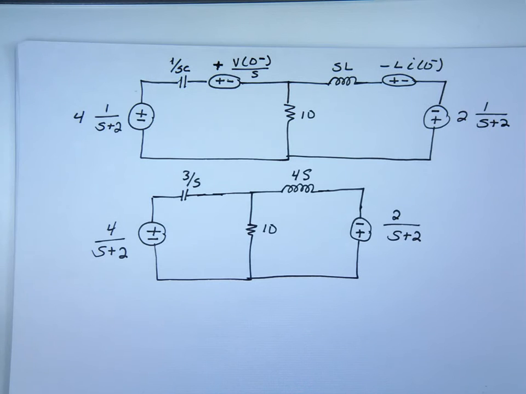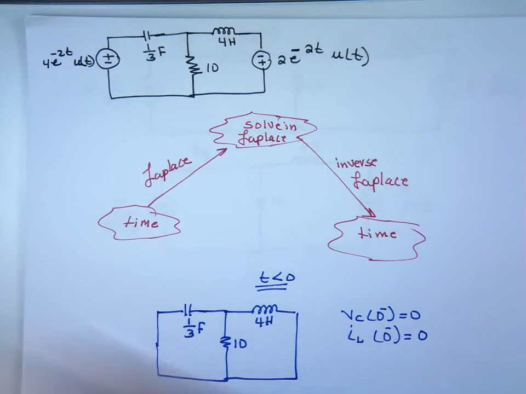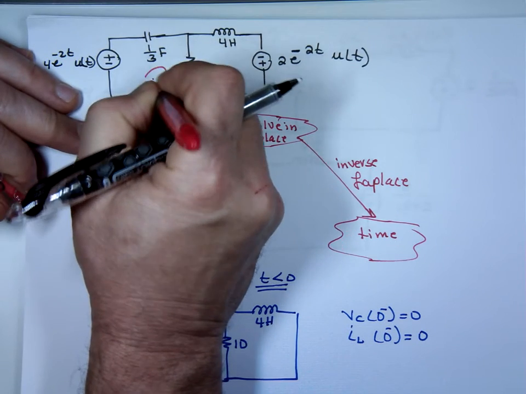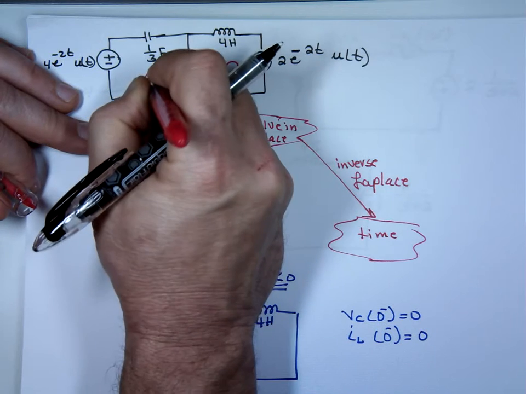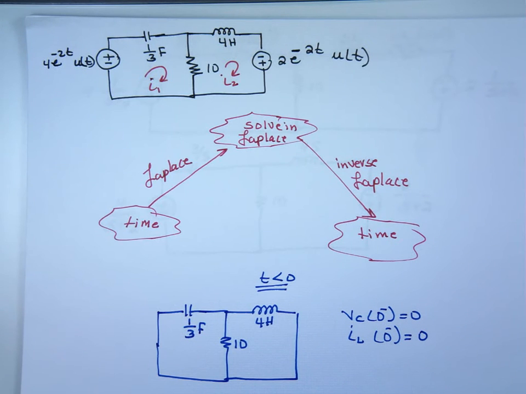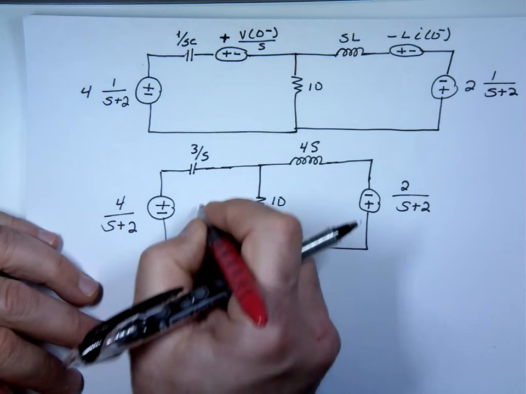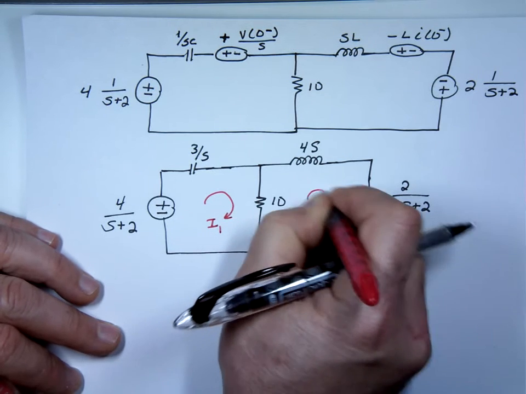What was the question here? I forgot. What is I sub 1 and I sub 2? I get excited about the problem. I forgot to ask the question. What is I sub 1 and I sub 2? So here's I sub 1. Now we're in complex frequencies, capital I. And this is I sub 2.